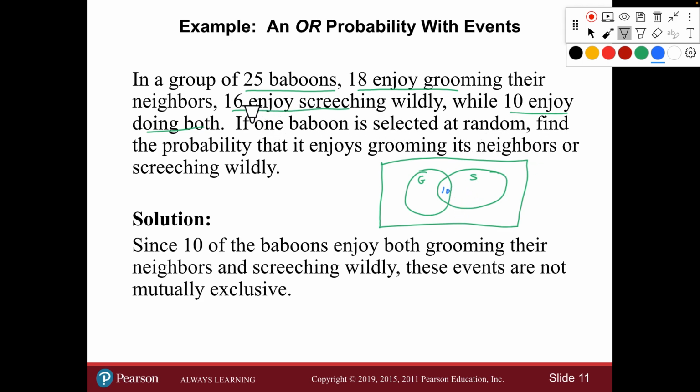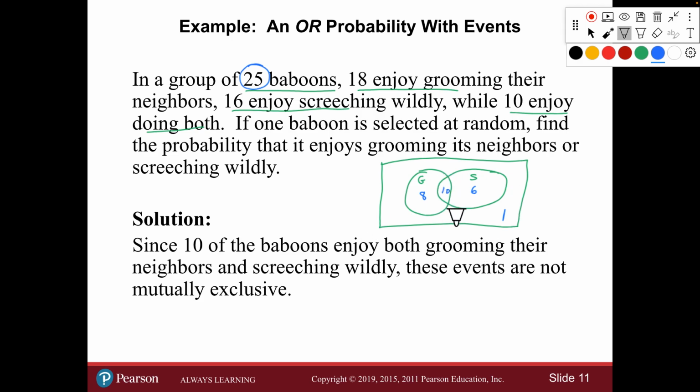And then, the 16 that enjoy screeching wildly, well, we've already counted 10 of them here, so there's 6 here. Those 18 who enjoy grooming, well, we've counted 10 of them here, so there's 8 over here. And then, remember, we've got to have 25 baboons. 8 plus 10 is 18, plus 6 more is going to give us 24. Oh, but there's 25. There's one baboon who doesn't like to do either. Just sits in the corner by himself real quietly.